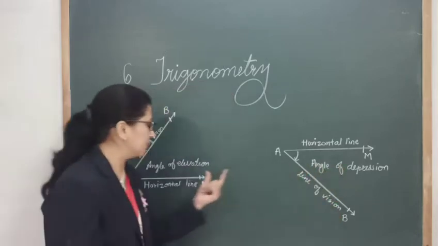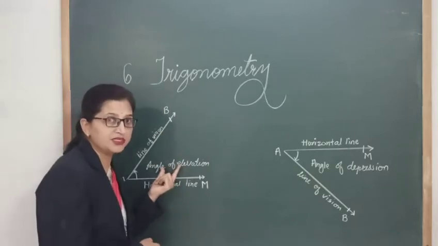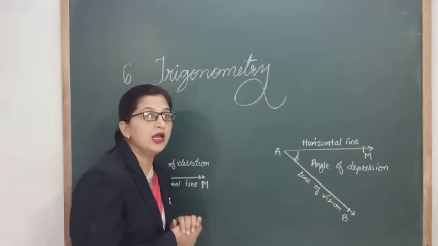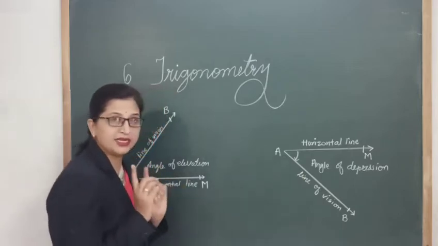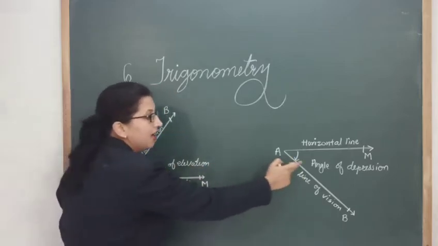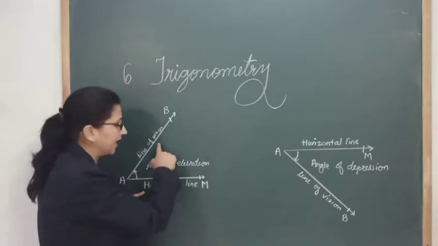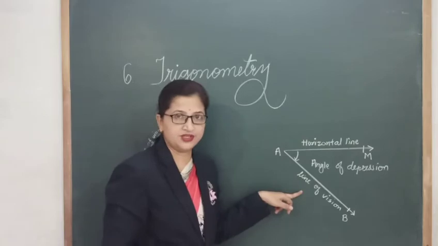Okay, so dear students, this is the angle of elevation when the person is looking upside, and this is the angle of depression when the person is looking downside. Always keep it in mind, these angles are formed with the horizontal line. Okay, horizontal line and line of vision.